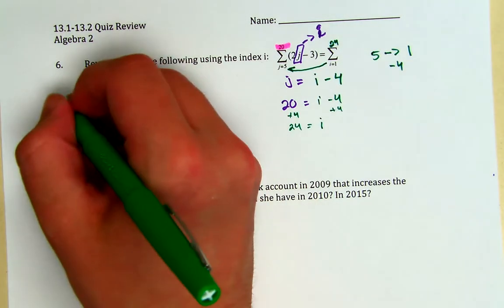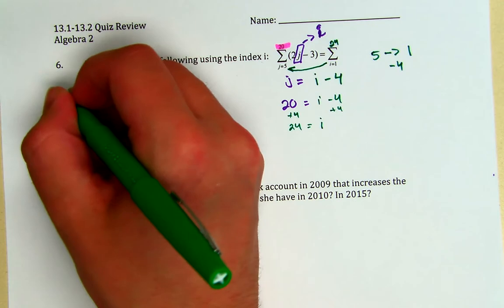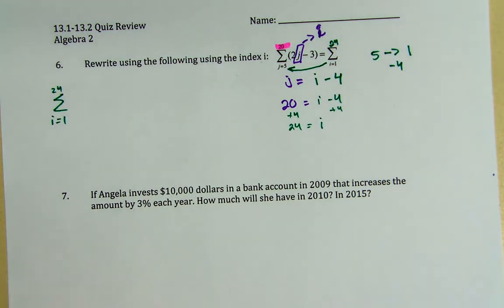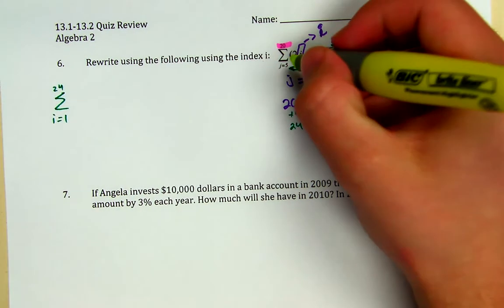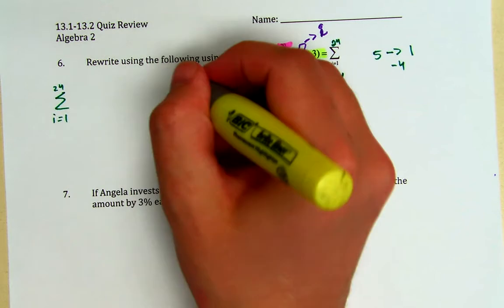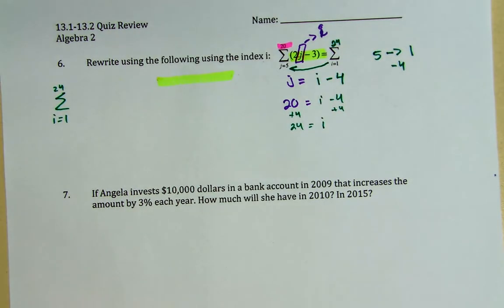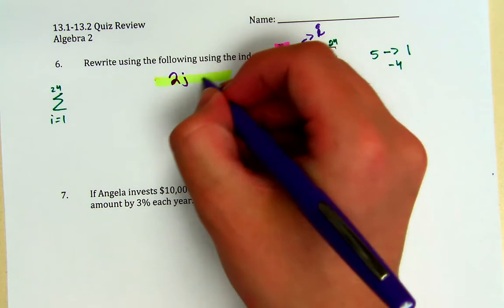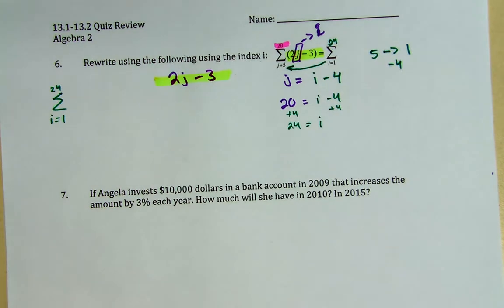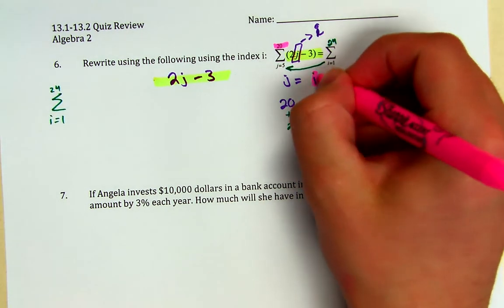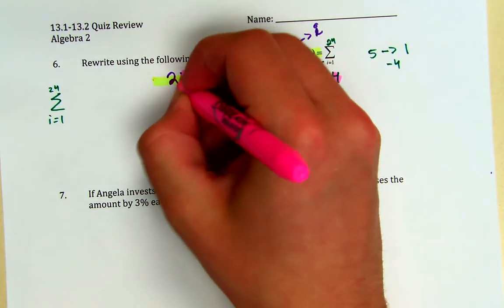I'm going to go ahead and rewrite this over here. So 24 on top of the sum, and i starts at 1. But I still need to replace out my formula. So my formula, I'm going to write it here, is 2j minus 3. But I want it in terms of i. So let's substitute in our i minus 4 for j.